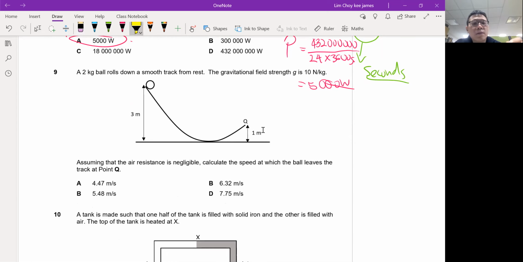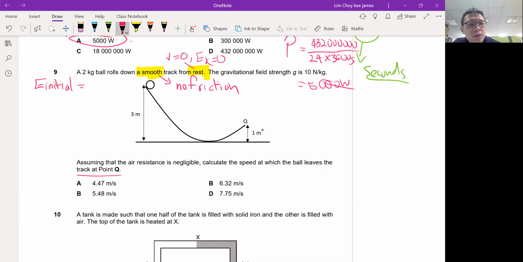Now, number 9, it looks like an energy question. The key thing to take note of is when I say smooth, smooth usually infers no friction. If it's energy, when you talk about rest, it usually means velocity V is 0, the object is not moving, so kinetic energy, half mv squared, will be 0. Now calculate the speed of the ball when it leaves the track at Q. The easiest approach is to use conservation of energy, which is energy at the initial equal to energy at the final.